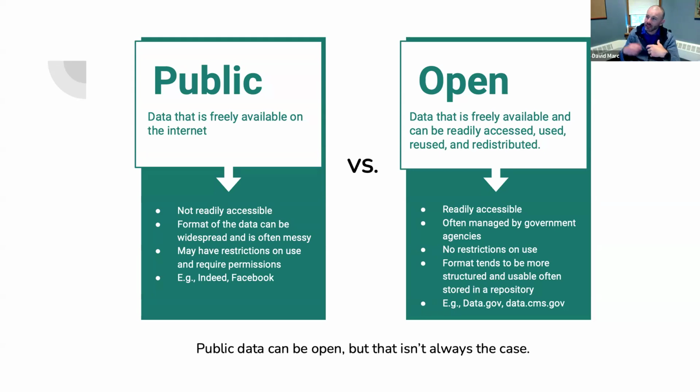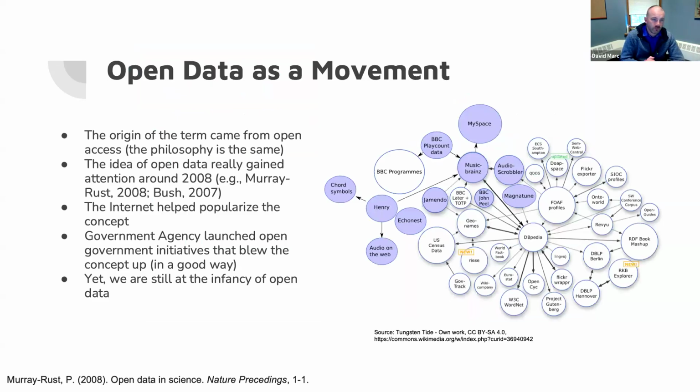So a lot of public data is also open data, but a lot of public data is also restricted in terms of its access and use. Now, the open data movement really started with President Bush. He signed the Openness Promotes Effectiveness in Our National Government Act of 2007. And the idea of open data really gained attention around 2008, and the internet helped to popularize the concept.